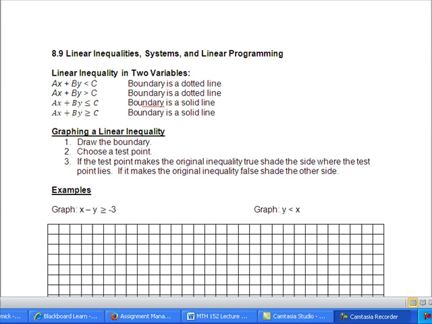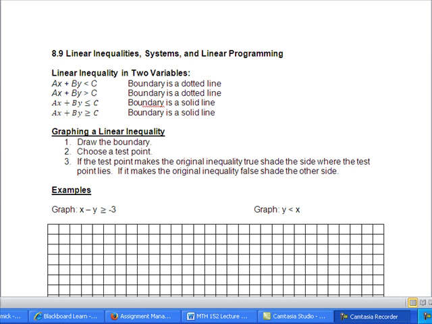Now, we're going to be working with graphing in order to be able to solve systems and also do linear programming. So when we're graphing the first two inequalities, our boundary will be a dotted line. When we do the last two, our boundary will be a solid line. The dotted line means we're not including the line. The solid line means that we are including the line in our graph.